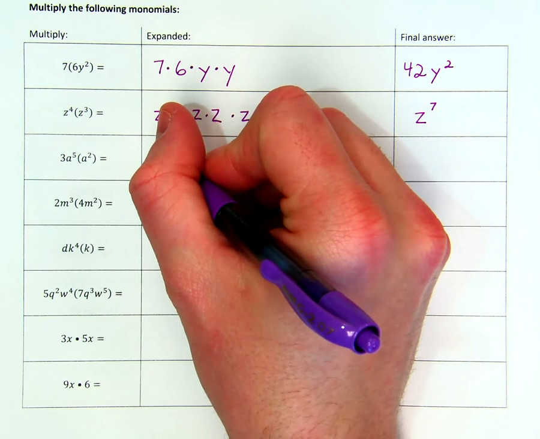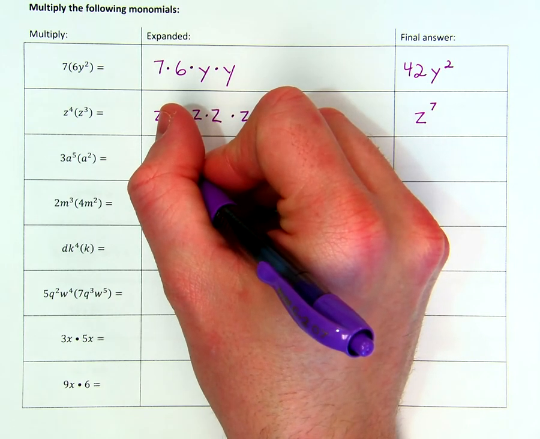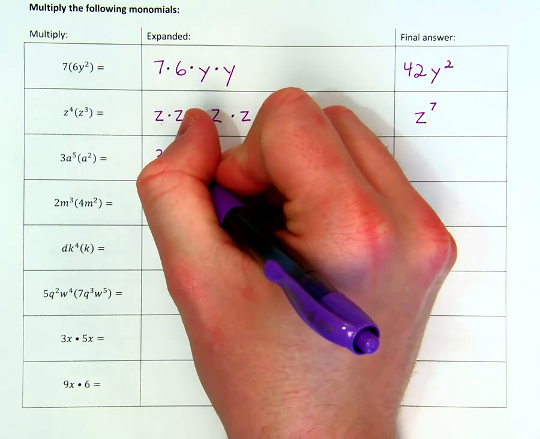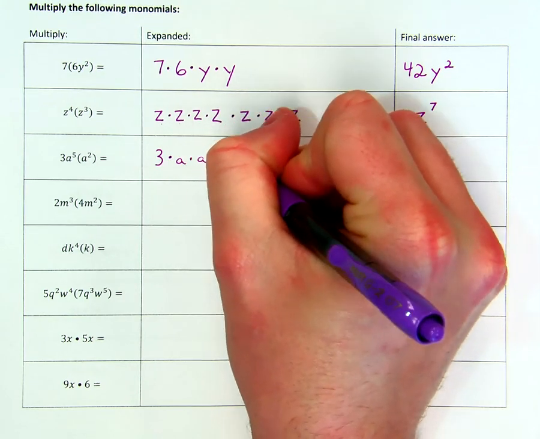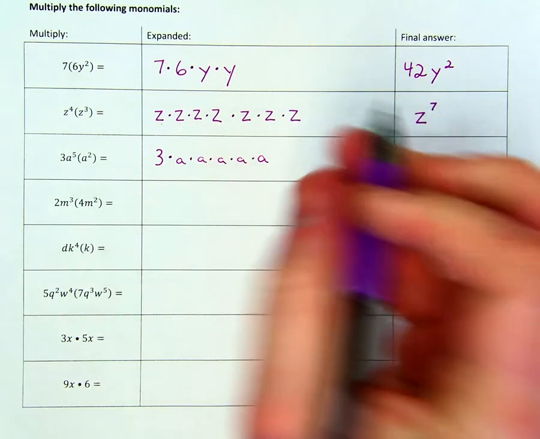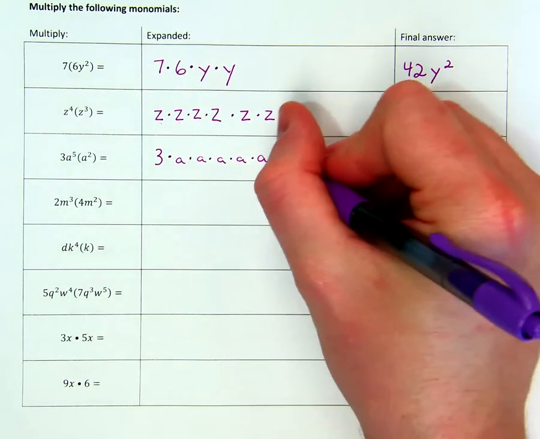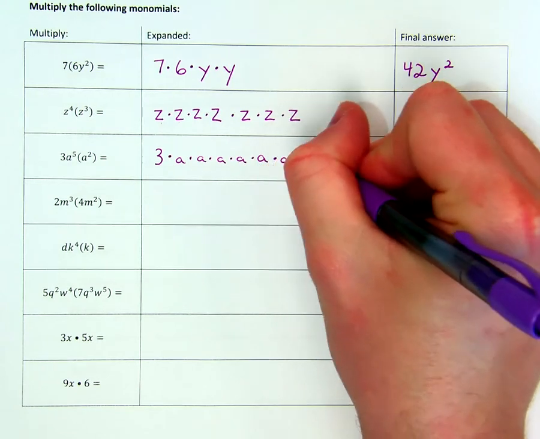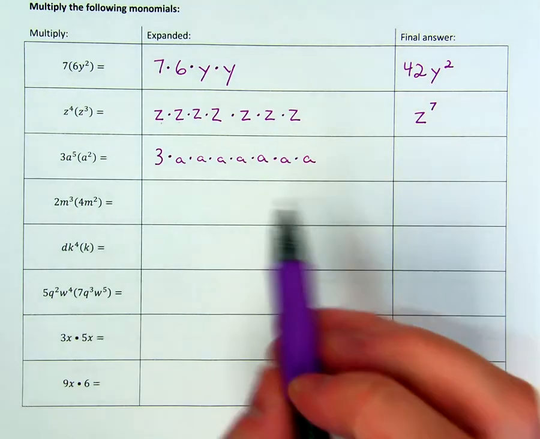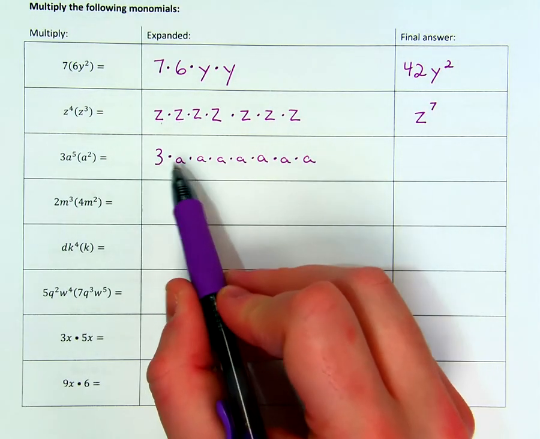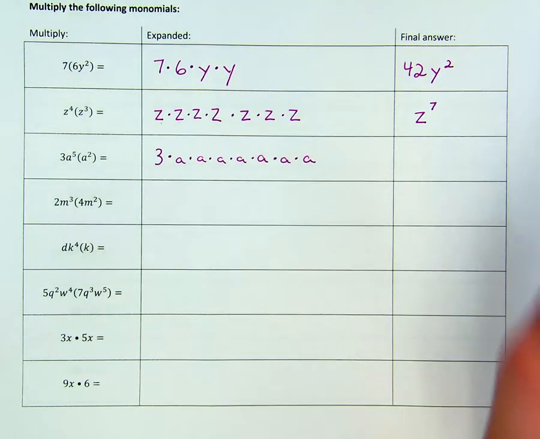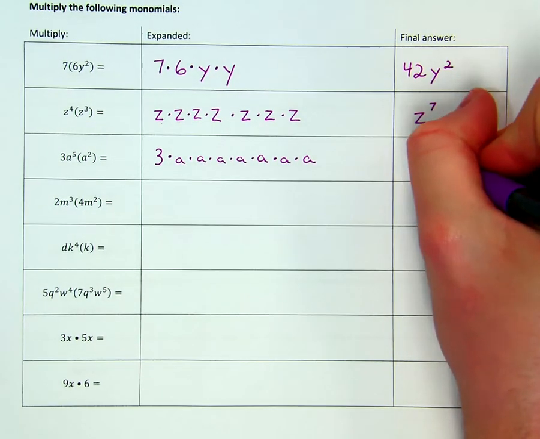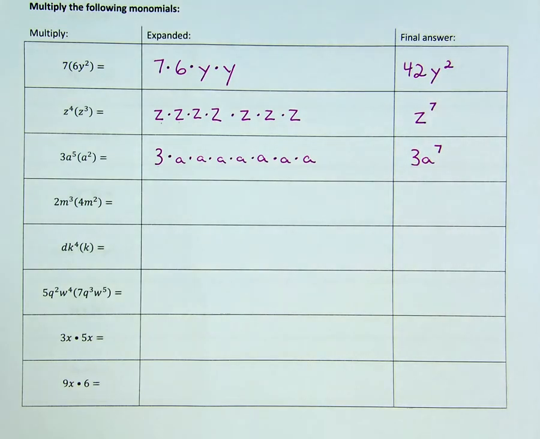The next example is 3a to the 5th times a to the 2nd. Expanded out, it looks like this. 3 times 5 a's multiplied against each other times a to the 2nd, which is multiplying 2 more a's into the equation. Ultimately, we end up with a 3 and 1, 2, 3, 4, 5, 6, 7 a's. So the final answer is 3a to the 7th.